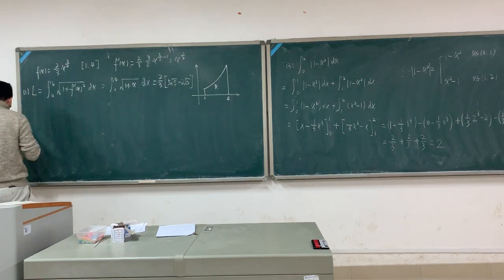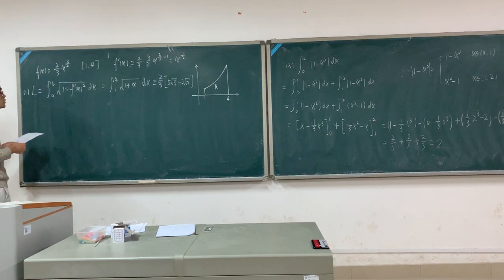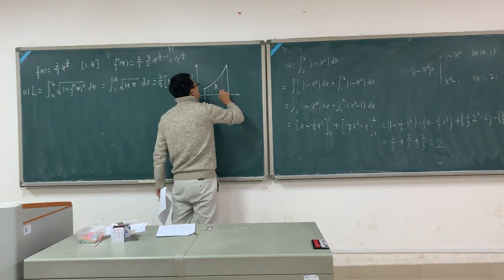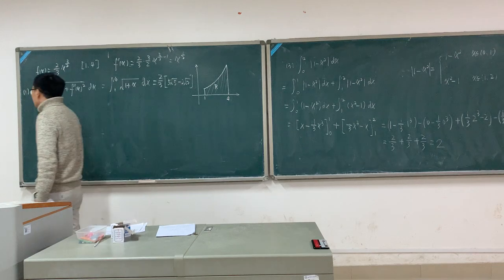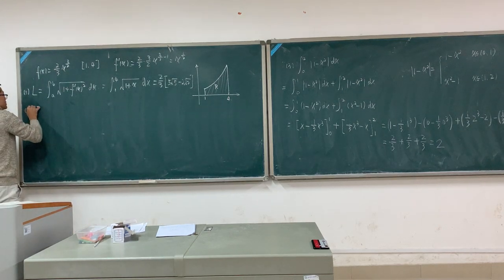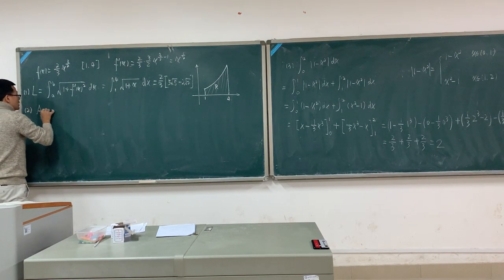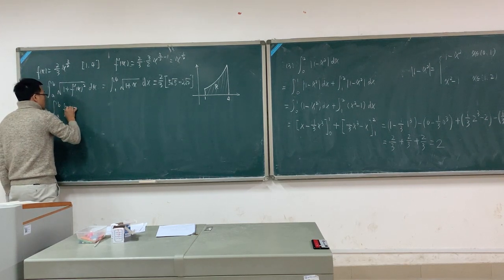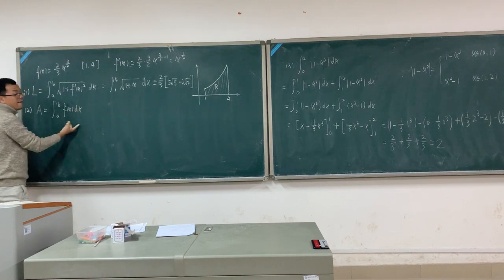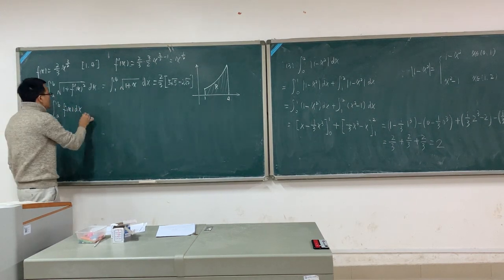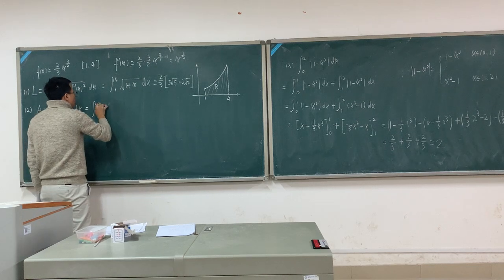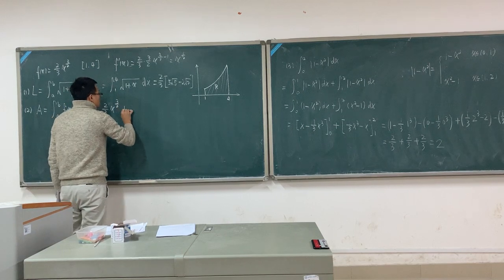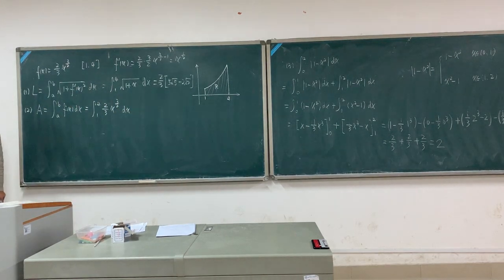The second one: find the area of the region R. The area is the definite integral from a to b of f(x) dx. Here it is from 1 to 4 of (2/3)x^(3/2) dx. So find this definite integral.